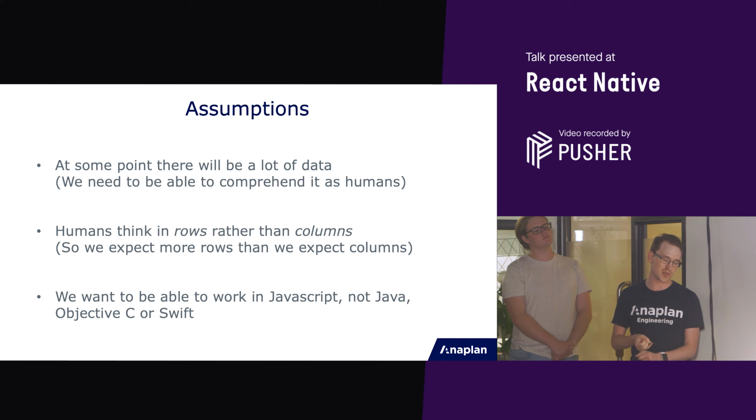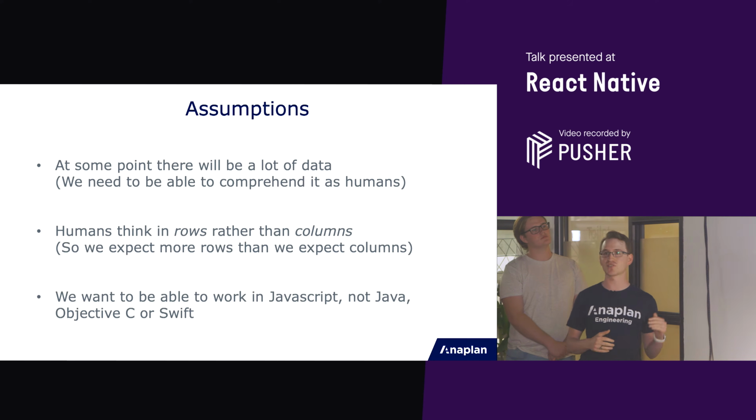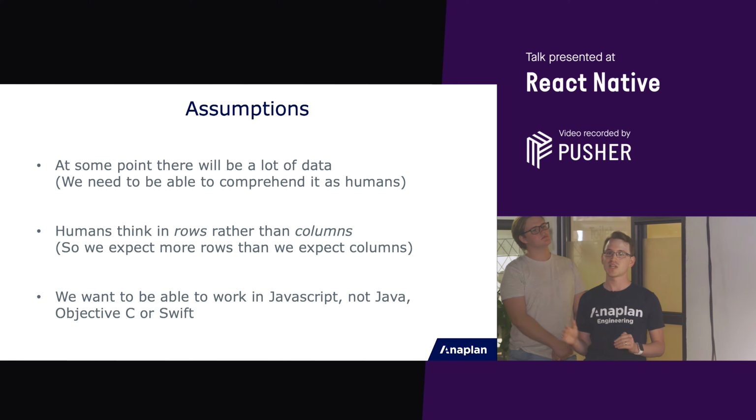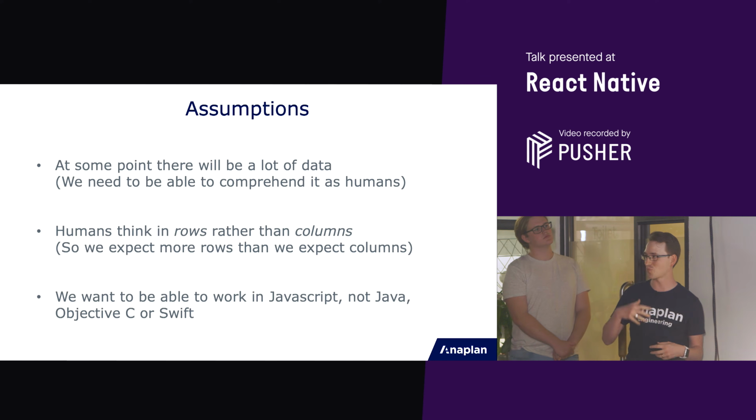I'm also going to assume that humans think in rows rather than columns. And what I mean by that is I'm assuming that I'm going to have more rows in this grid than I'm going to have columns. I'm making that assumption. It might not be true for everyone's use case. So just keep that in mind when you're thinking about the solutions that I'm presenting here. And I'm going to assume that we want to work in JavaScript because it's the best.